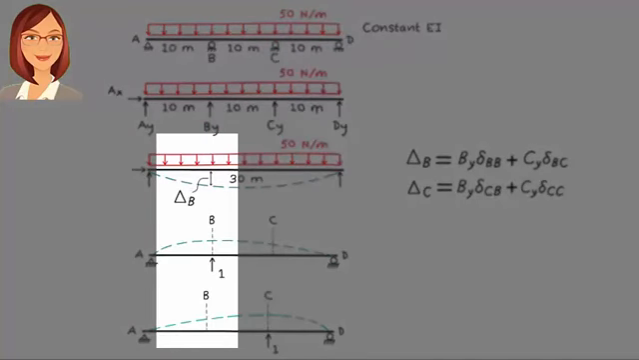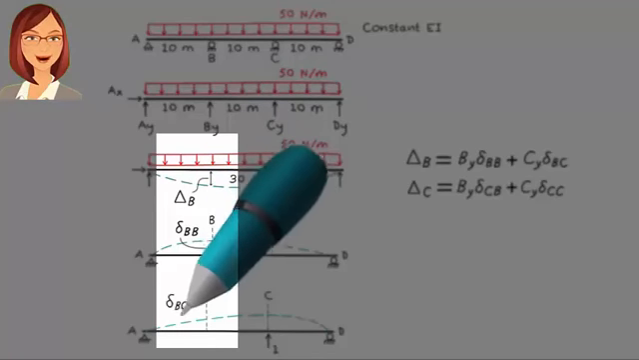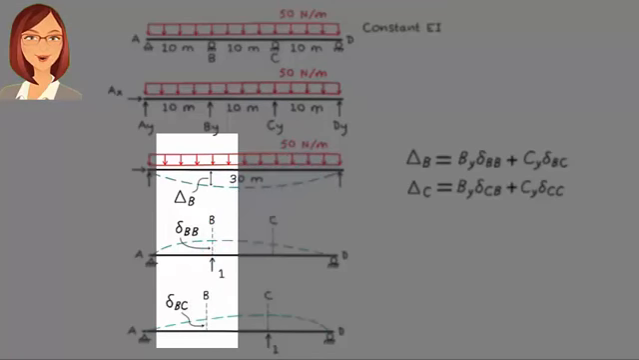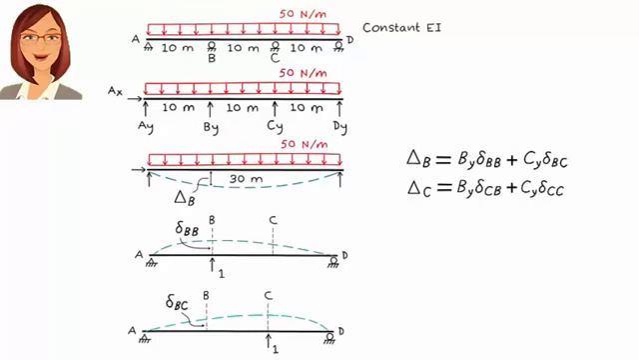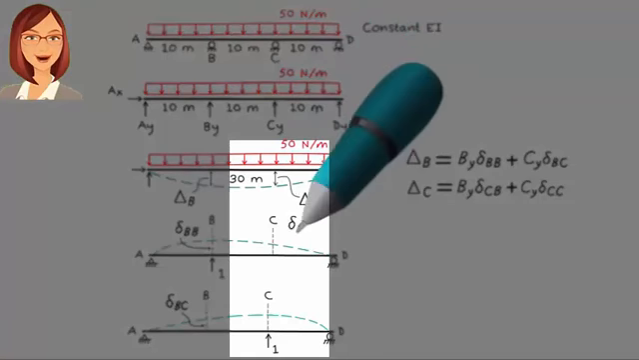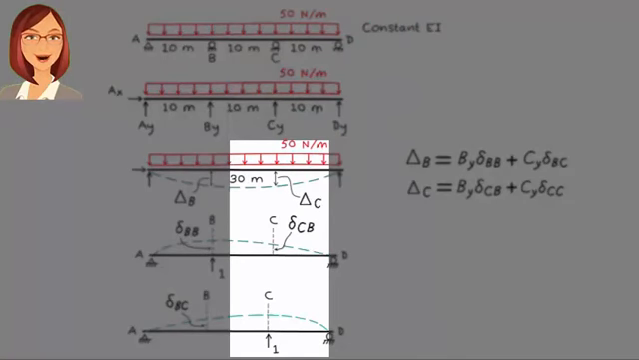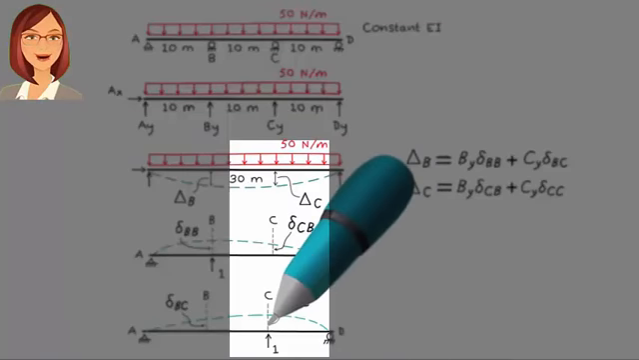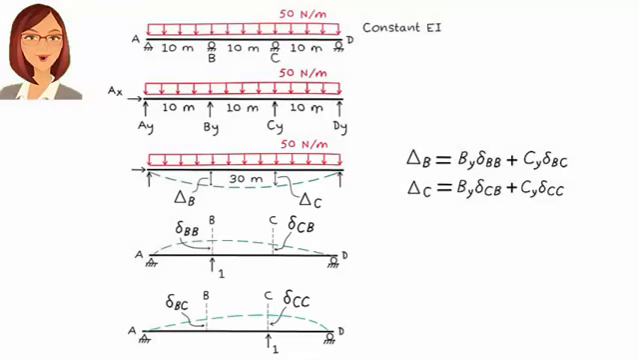This is delta B. This is delta BB, displacement at B due to a unit load applied at B. This is delta BC, displacement at B due to a unit load applied at C. This is delta C. This is delta CB, displacement at C due to a unit load applied at B. And this is delta CC, displacement at C due to a unit load applied at C.